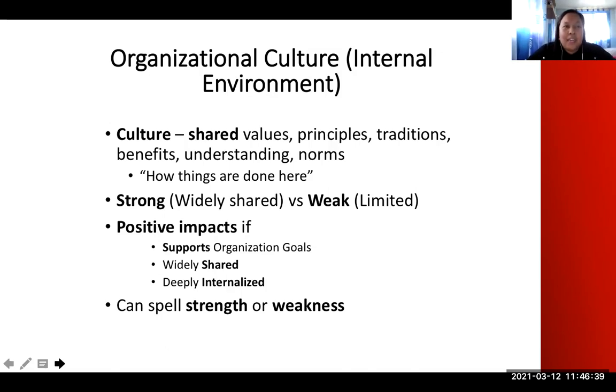So, earlier, what I said, one of the things na makikita mo in the internal organization ay resources, capabilities, and those have something to do with what? Your functional areas. So, your functional areas are the finance, the marketing, the human resource, the operations or production. So, also, we have the organizational culture, and this is part of the internal environment. Sabi dito, culture are shared values, principles, traditions, beliefs, understanding, norms of how things are done here.